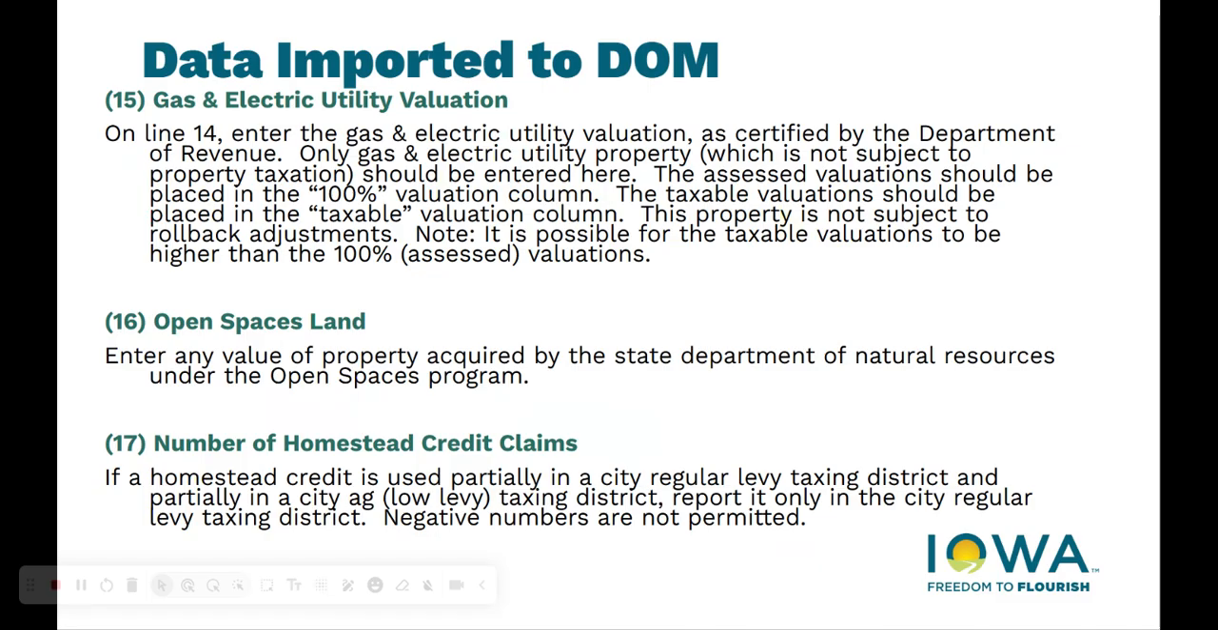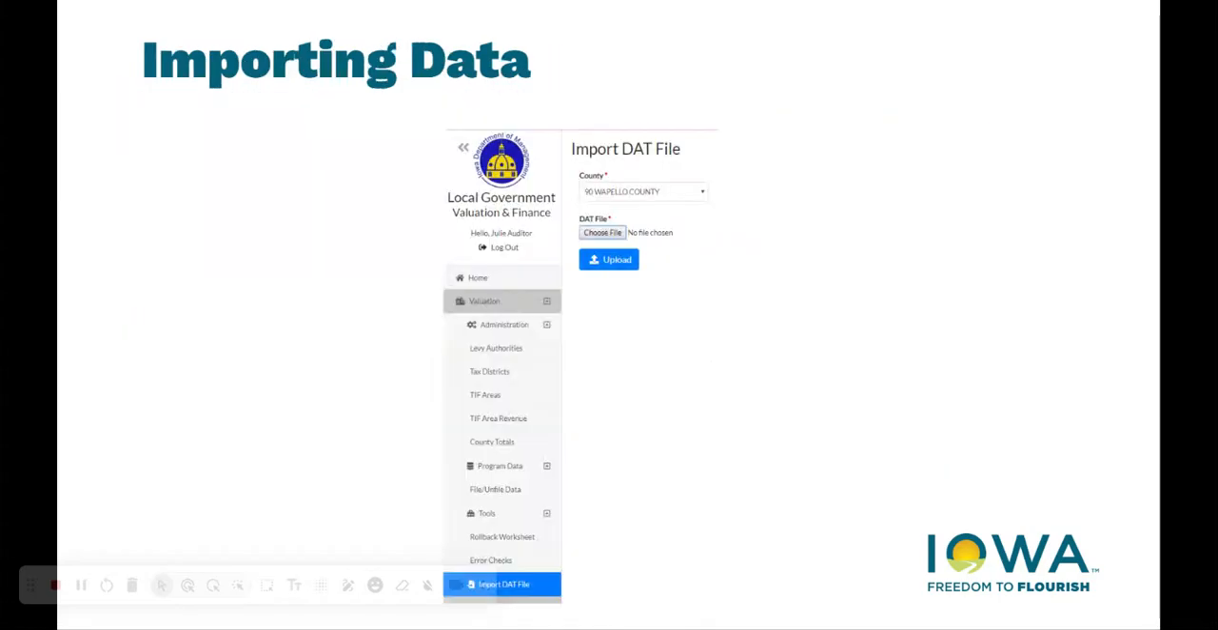Open spaces land, it's just any value of property acquired by the State Department of Natural Resources under the Open Spaces program. You're going to be reporting the number of homestead credit claims. So just bear in mind that that's simply a figure. It's not an actual value as far as property value, but it's saying, okay, in that taxing district, we have 25 homestead claims, etc. So that's the type of value that's actually going to be imported into the Department of Management system as far as the full total valuation file.